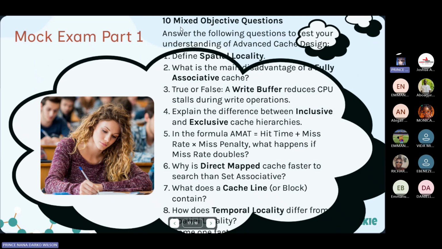So let's see. Here are some mixed objective questions. Let's try answering them. These ones are not even objective. What is wrong with this software? Define spatial locality. In your own words, what would you say spatial locality is? Someone should use well-phrased English sentences to define spatial locality. Feel free to try, okay?